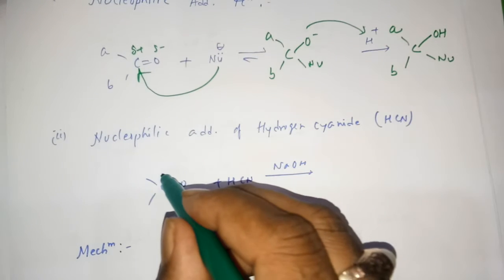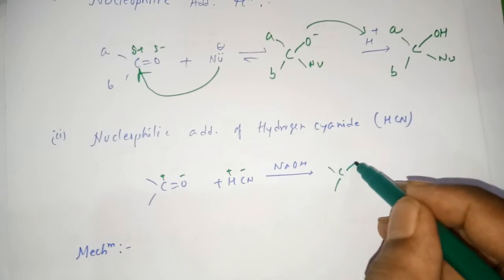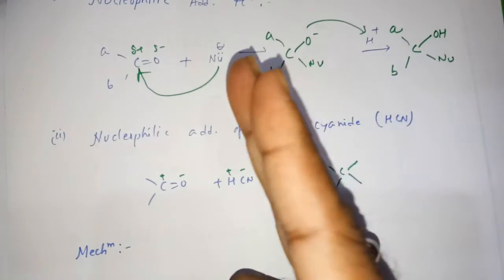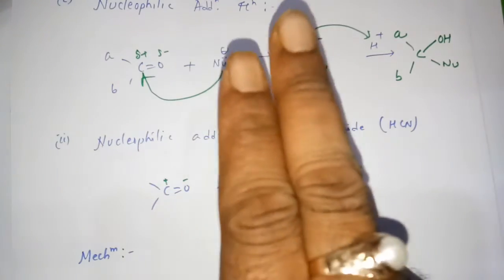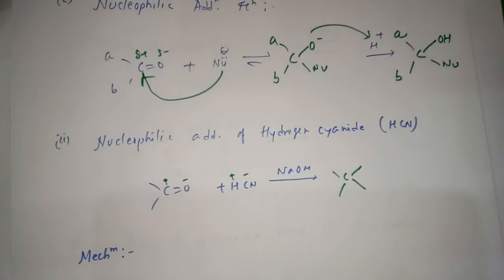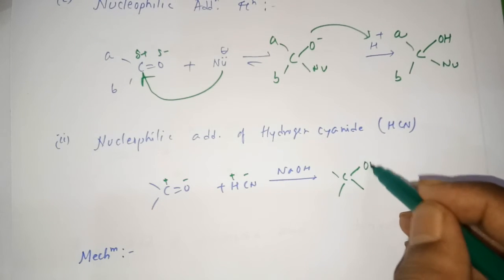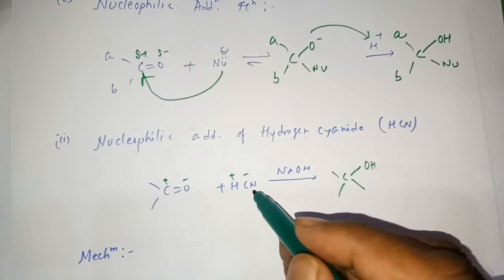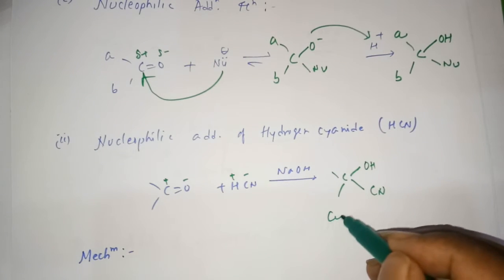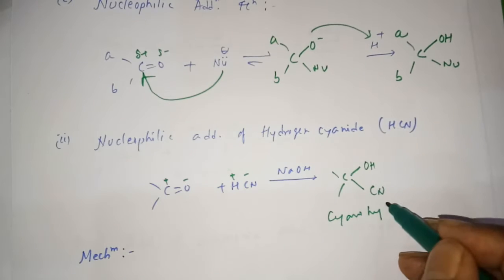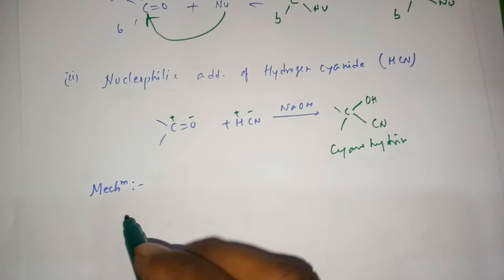The nucleophilic addition of hydrogen cyanide. Hydrogen cyanide reacts in a similar manner. So the C=O double bond clips out, and the bond is spread like that. O will take hydrogen because O is negative and hydrogen is positive, and this part will take the CN. This is called cyanohydrin. Now the mechanism for this reaction.